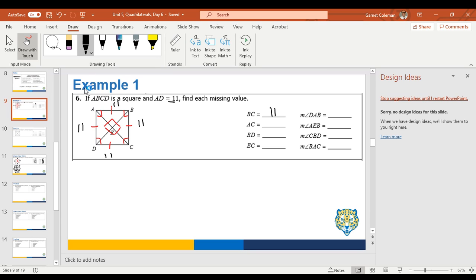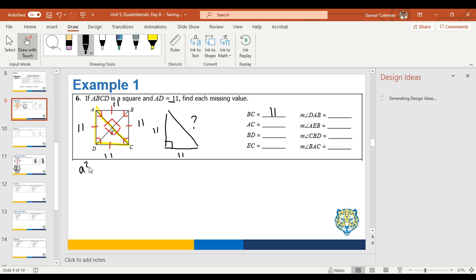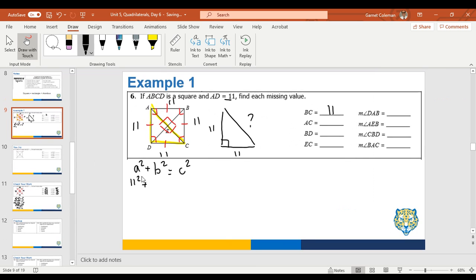If I'm looking at this square, I see this right triangle right here. So I'm going to go draw it. Like this, and I have 11 right here, 11 right here, and I don't know what that is. So I'm going to use the Pythagorean theorem to figure out what that missing side is. So A is 11, B is also 11.